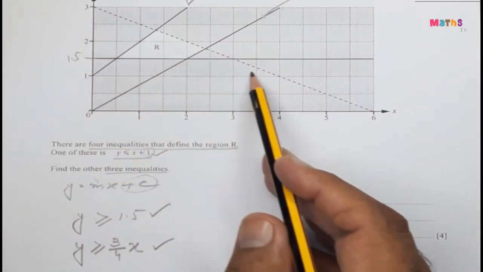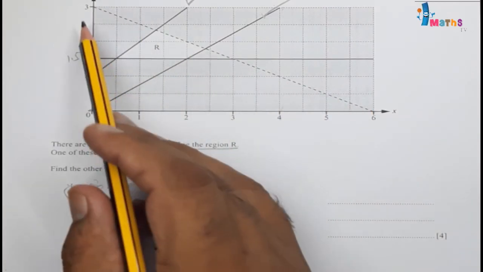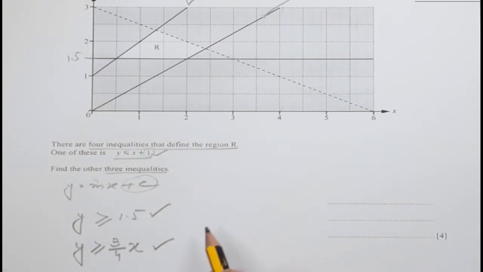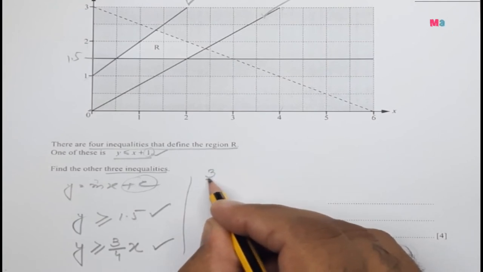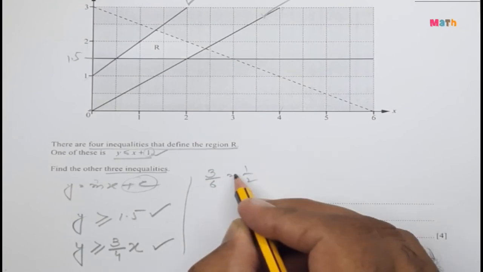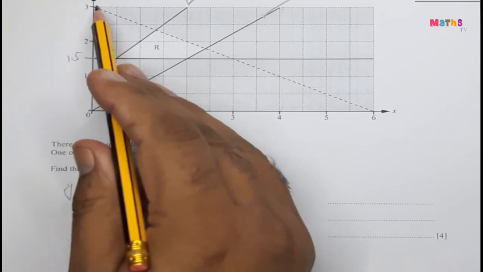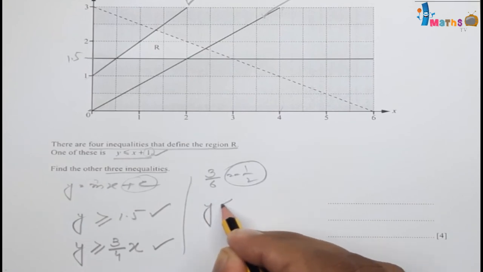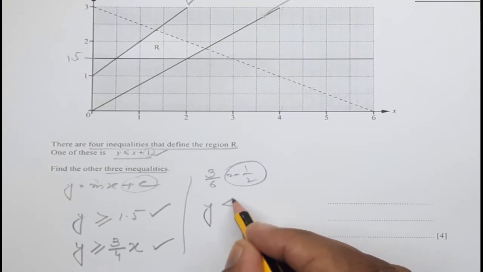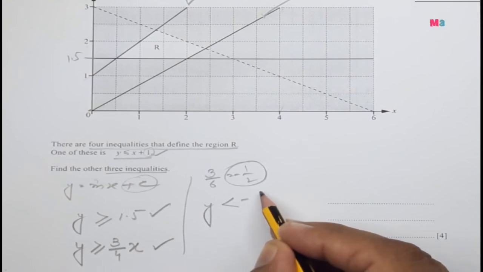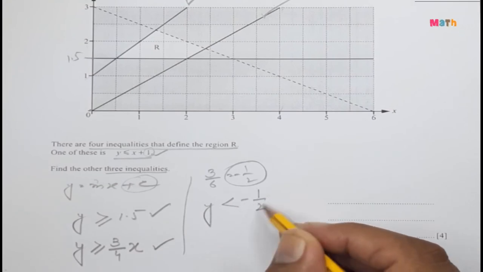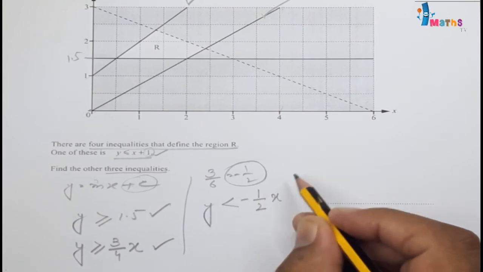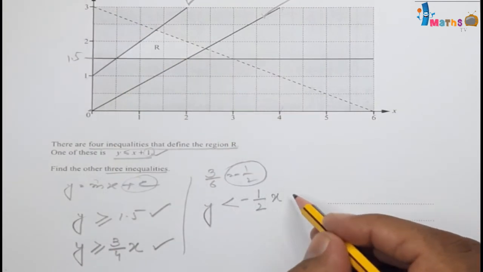The third equation will be for this line, which has a negative slope, and the slope is rise, which is 3, over run, which is 6. So 3 over 6 will be 1 by 2, which is negative. So minus 1 by 2 is the slope for this given dotted line. So we can write y is less than, not equal to, less than only, because it is a broken line, minus 1 by 2, which is the gradient, x, y is equal to mx plus c, right? So it's passing through y is equal to 3, so we'll write plus 3.